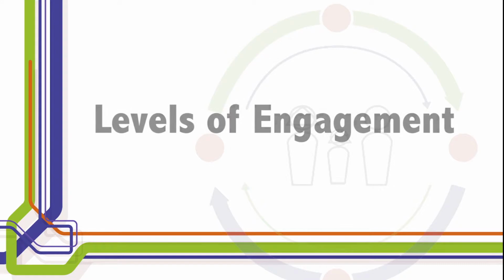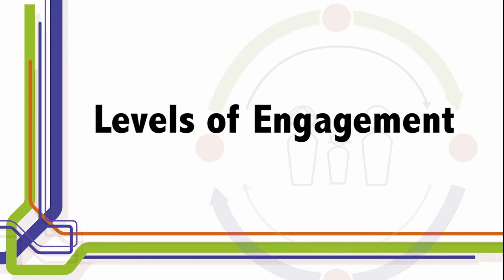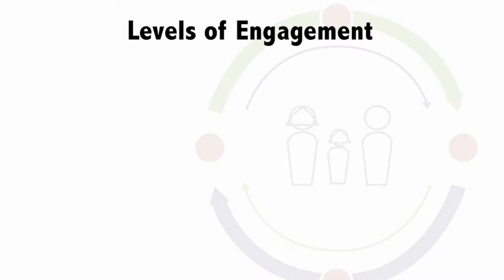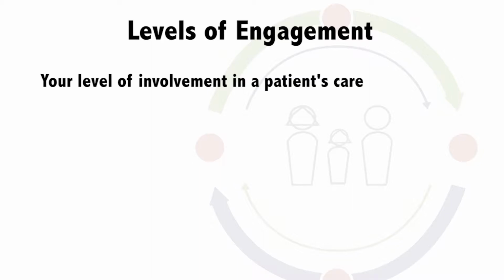So, we'll start with levels of engagement. Patient care teams in the complex care program have a special structure, and that structure comes from the levels of engagement. As a provider, your level of engagement is simply your level of involvement in a given patient's care. For every patient, you can be at one of 2 levels of engagement.